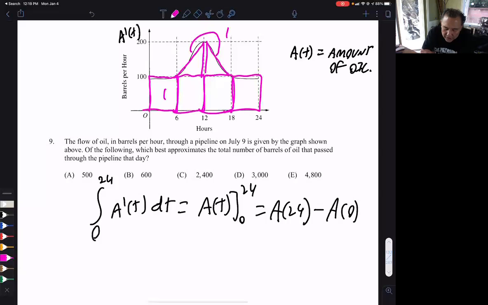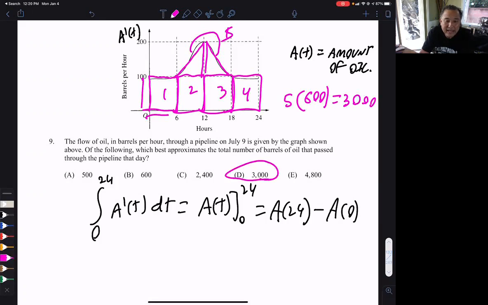So you're going to say I have 1, 2, 3, 4, 5 rectangles. So I have 5, and the area of each rectangle is 100 by 6, so each one has an area of 600. I have 5 of them. That's about 3,000. So you're just approximating the area under the curve by getting shapes that you know the area of. So that's how you do number 9.